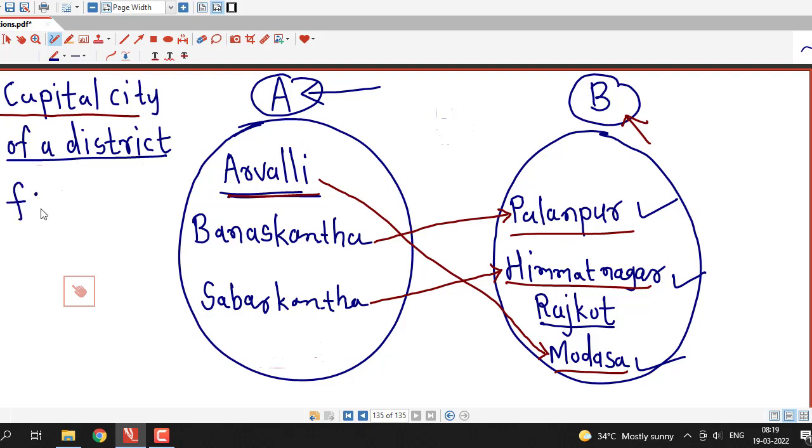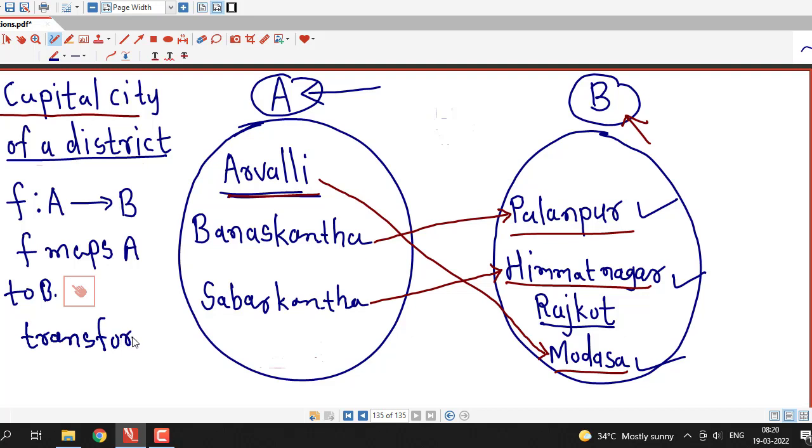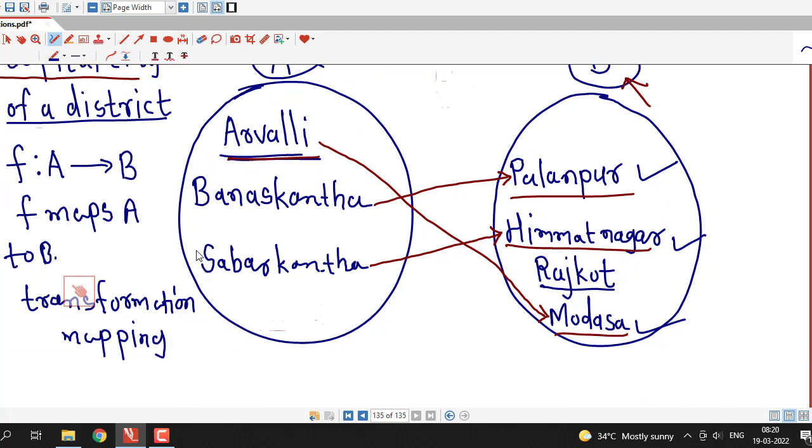And that we can denote by this type of notation. f is a function from A to B. In other words, we can say that function f maps set A to set B. We can also say that f is a transformation from set A to B. These are the different synonyms for the function. We can say that f is a mapping also. So function, transformation, mapping, all these words are synonyms. So this is the meaning of function.